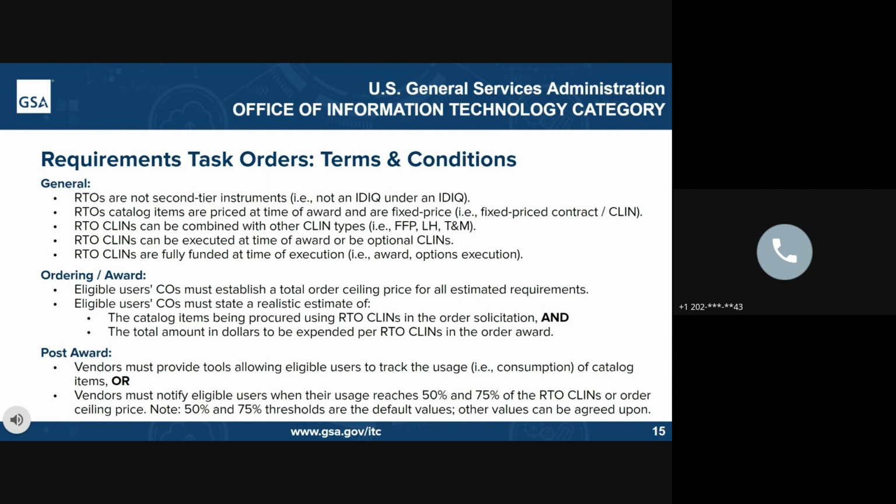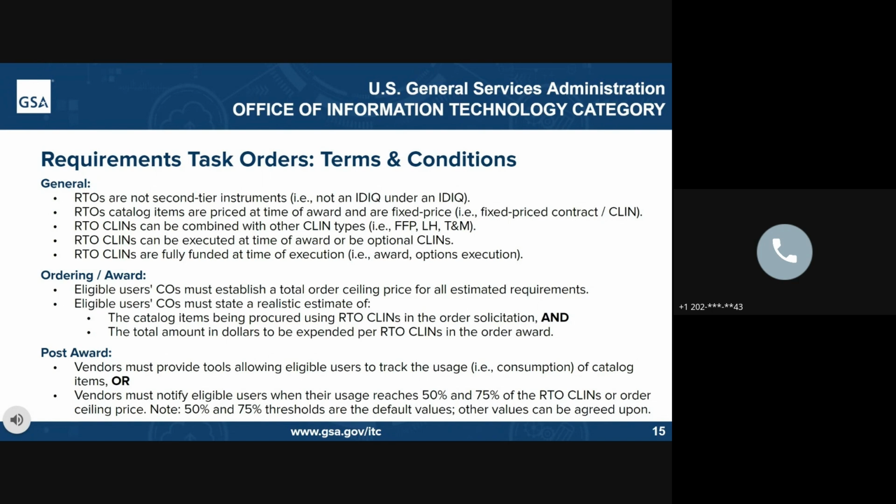The idea here is, though, that when the vendor is evaluating your solicitation and putting together their proposal, they have a basis of estimate to determine what price they want to offer to the government, especially when we start looking at volume discounts. And so we want to make sure you have a realistic value there, so that they can bid accordingly.